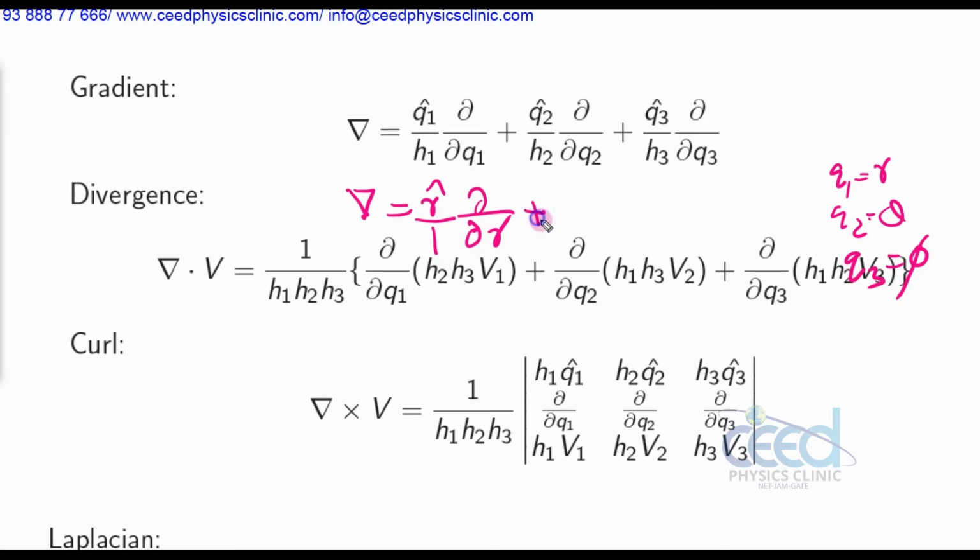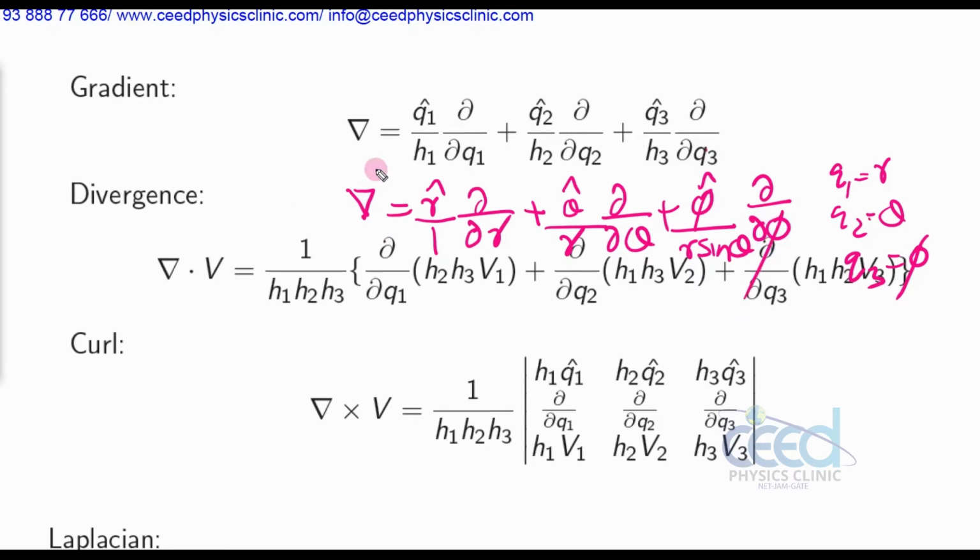Plus, what is q2? That is theta cap divided by r, since h2 is r, into dou by dou theta, plus q3, that is phi cap, divided by h3, which is r sin theta, into dou by dou phi. So this is the expression for gradient in spherical polar coordinates.